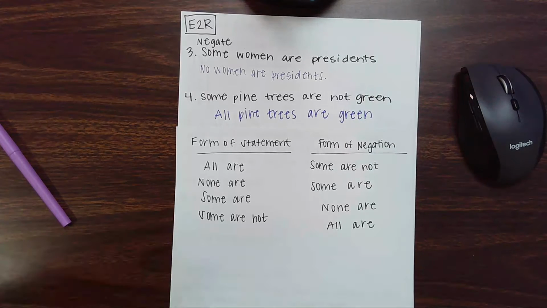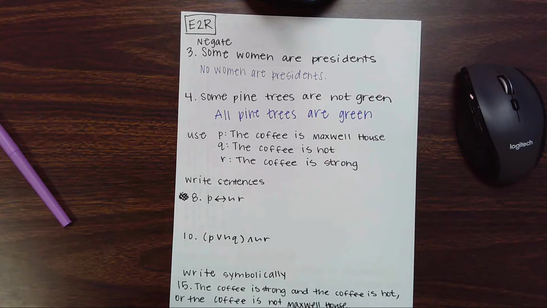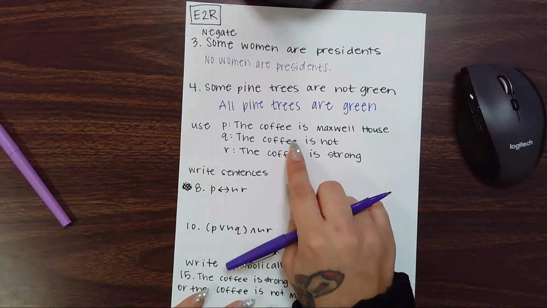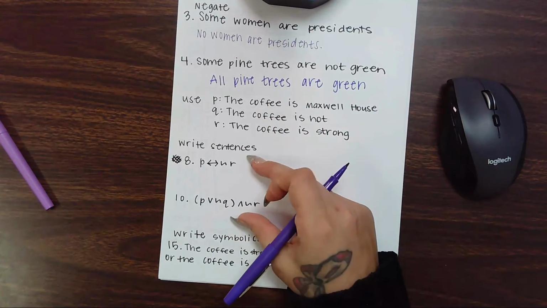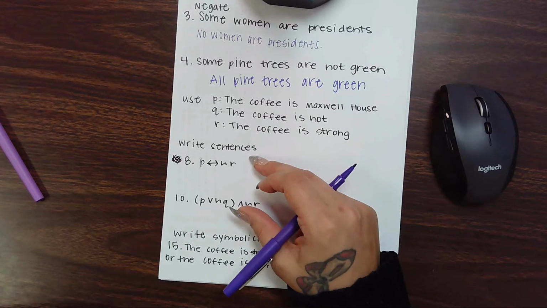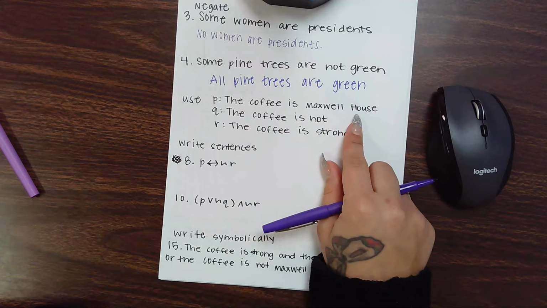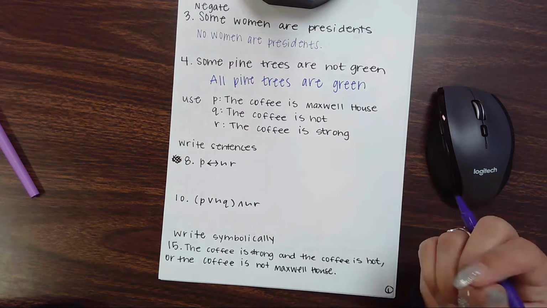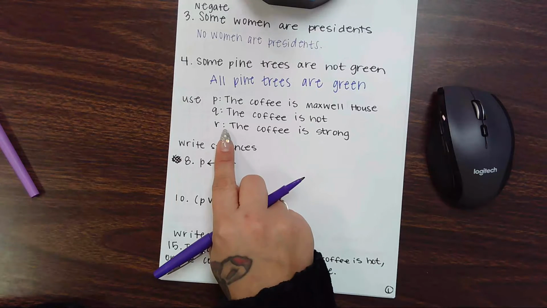Okay, so we're done now with this little piece of paper, so I'm just going to move it. For problems 5 through 10, we used the simple P, Q, and R statements. I wrote them down here so that we can do two problems from that section. Our simple statement P was "the coffee is Maxwell House." Our simple statement Q was "the coffee is hot." And our simple statement R is "the coffee is strong."